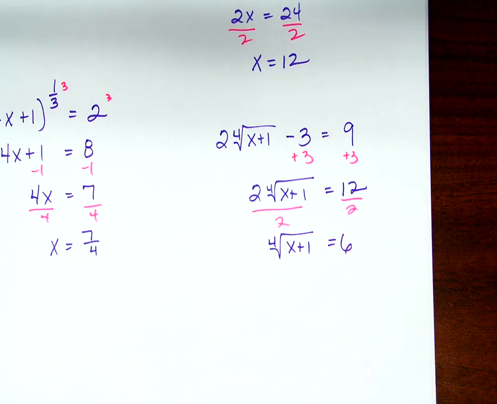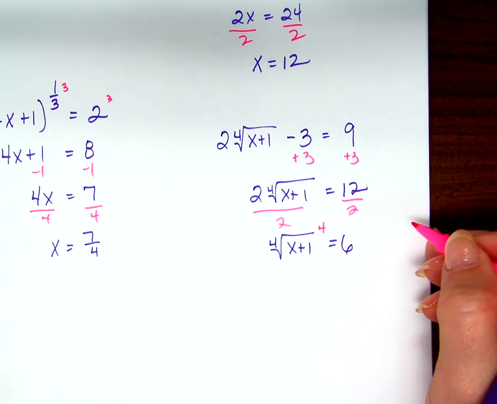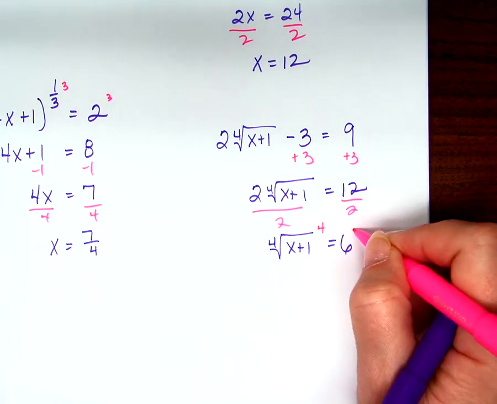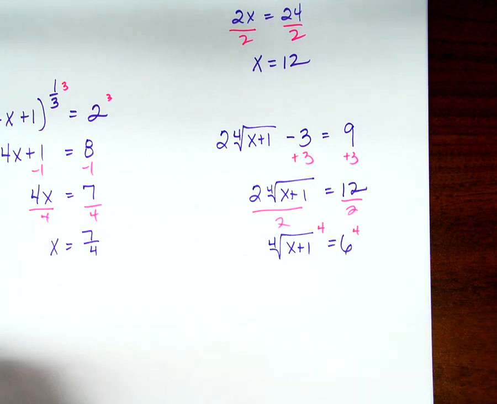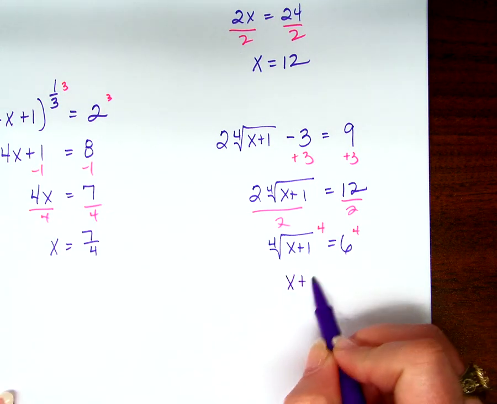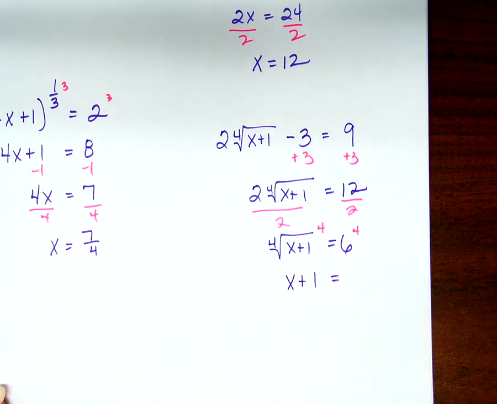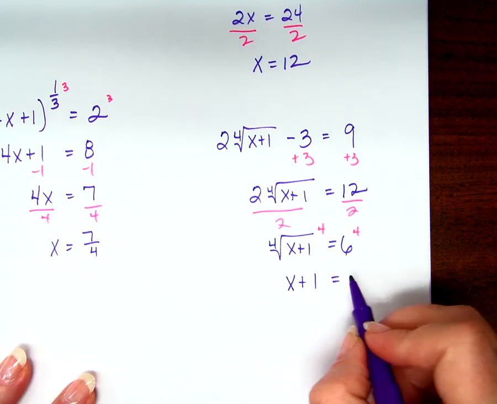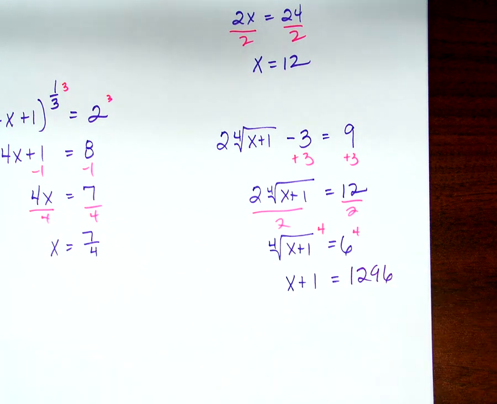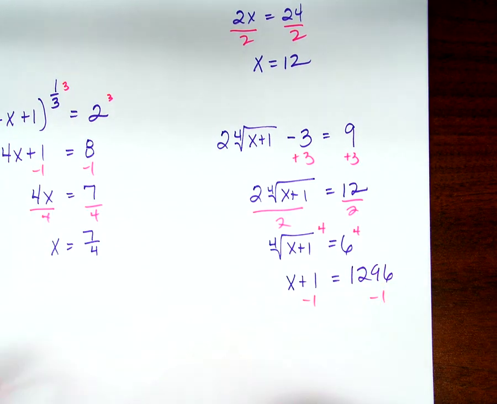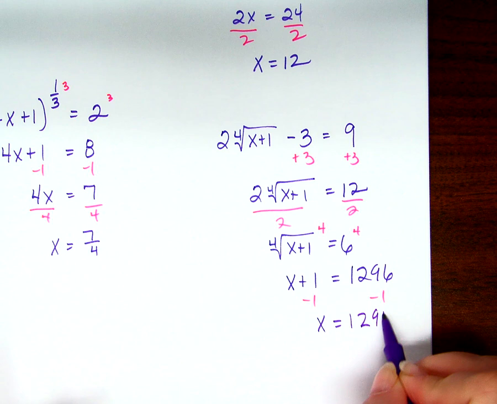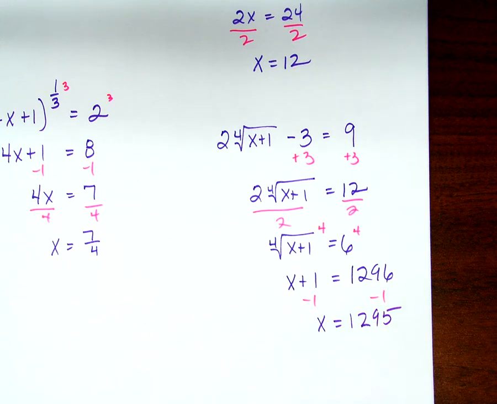How do I go about solving this? How do I undo a 4th root? I fourth it. You could say that if you want. You could also say we raise it to the 4th power. I'm not going to laugh at you out loud if you say fourth it, okay? Left-hand side, I have x plus 1. Right-hand side, do you know 6 to the 4th power? I don't. I had to check. 6 raised to the 4th power is 1296. And to solve for x, I just subtract 1. X equals 1295.